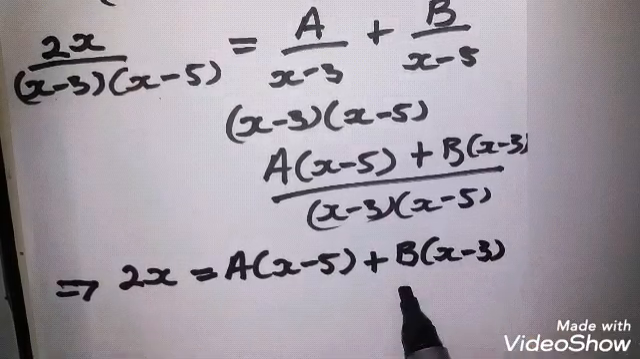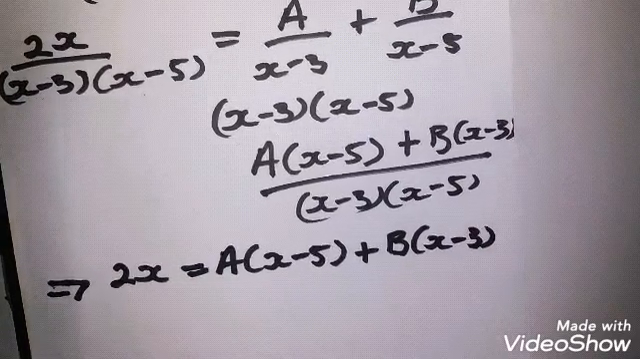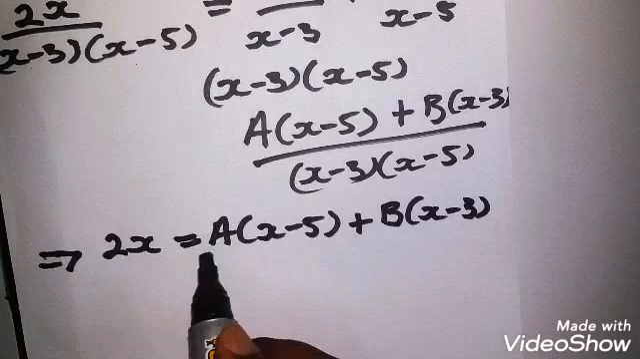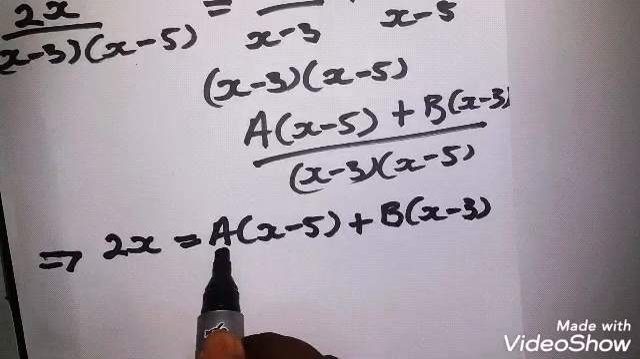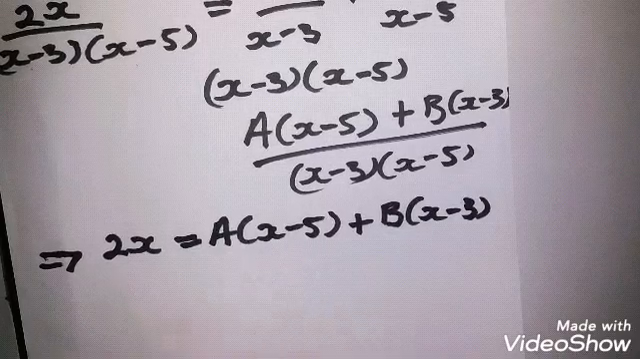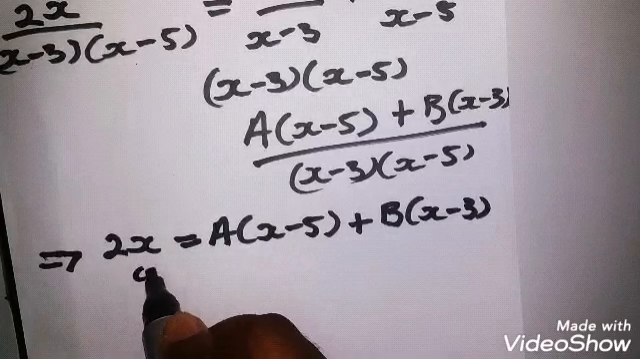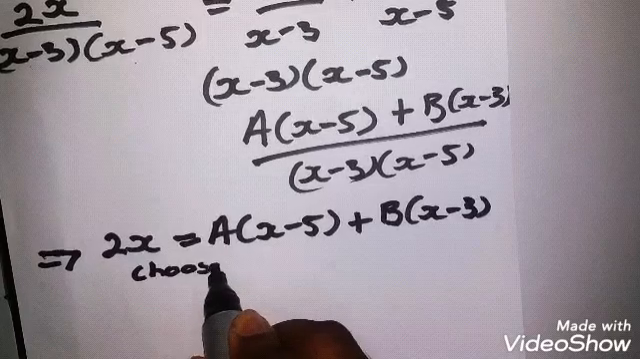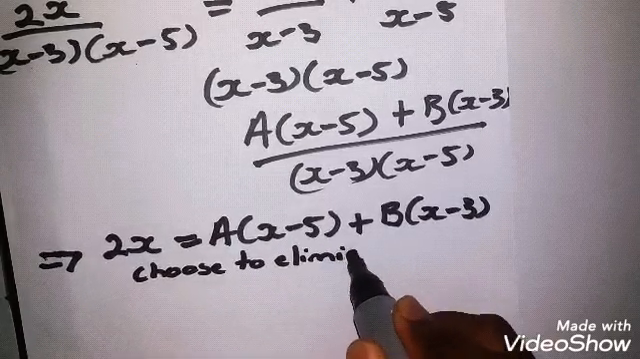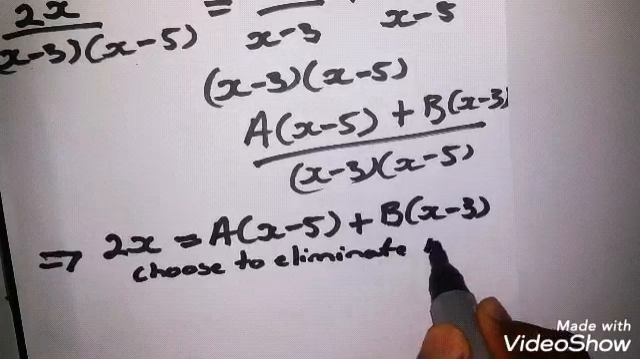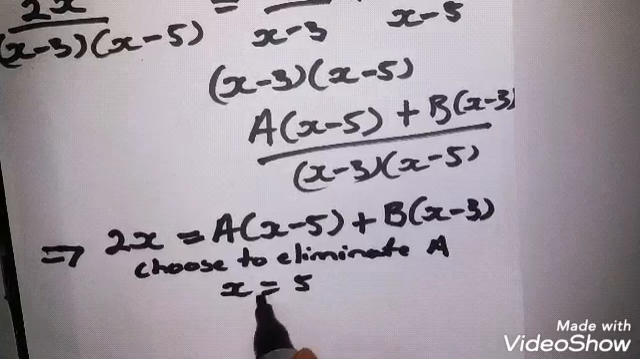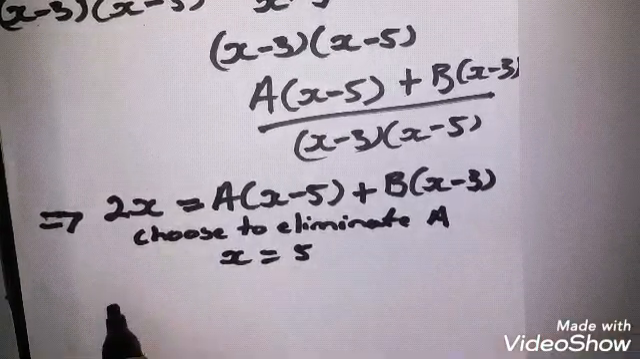Left hand side is equal to right hand side. So now we choose which we want to eliminate. If we choose to eliminate a, we will take x to be 5 so that we can have 0 here. So we choose to eliminate A. When choosing to eliminate A, x will be 5. So we substitute x equals 5 into the equation.